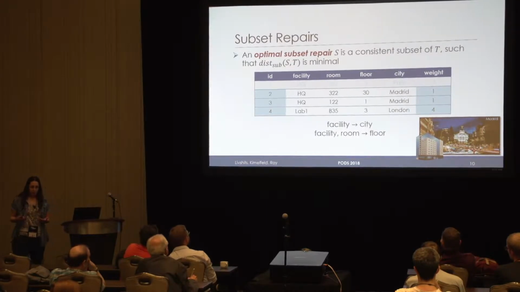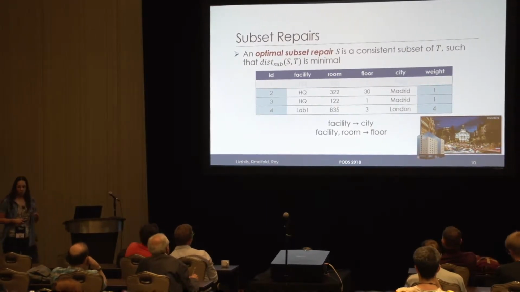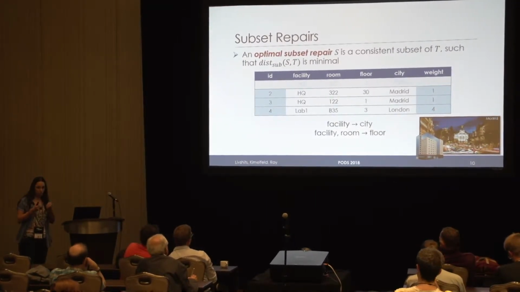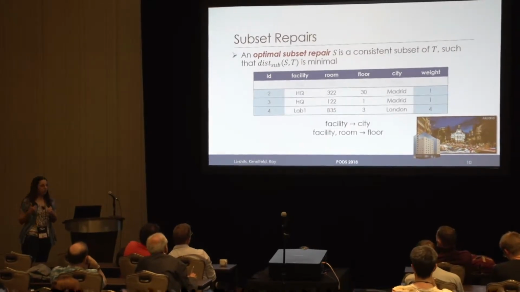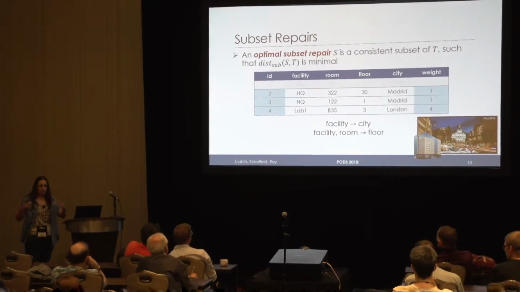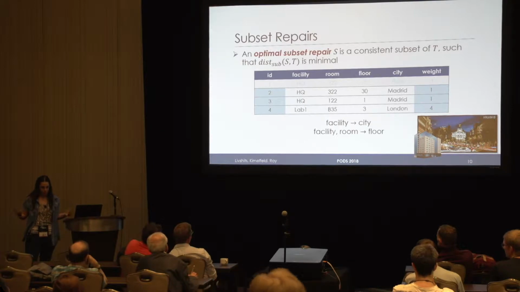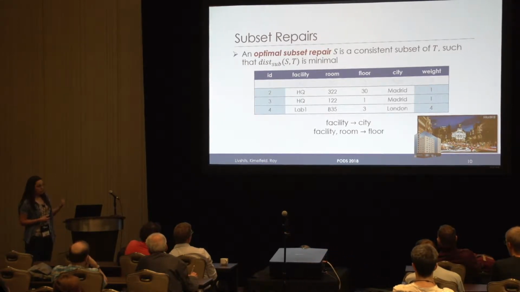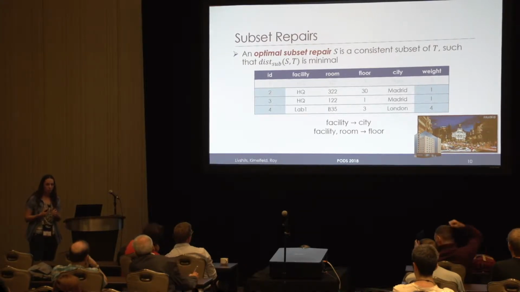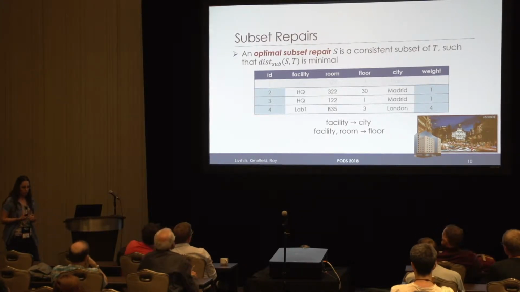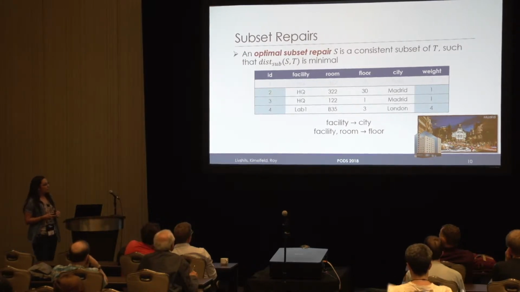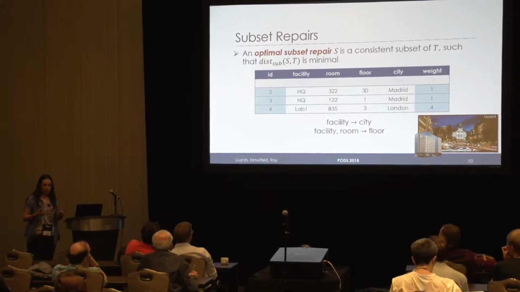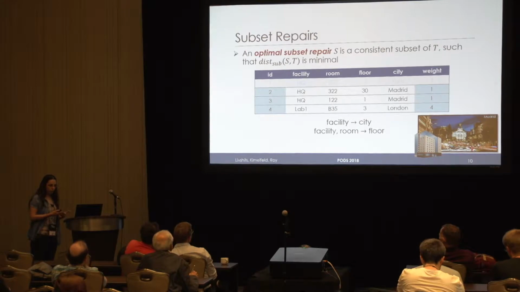An optimal subset repair is a consistent subset such that the distance of this consistent subset from the original database is minimal among all possible consistent subsets. And how do we measure the distance? We assume that each tuple in the database is assigned a weight that represents how costly it is to remove this tuple from the database.